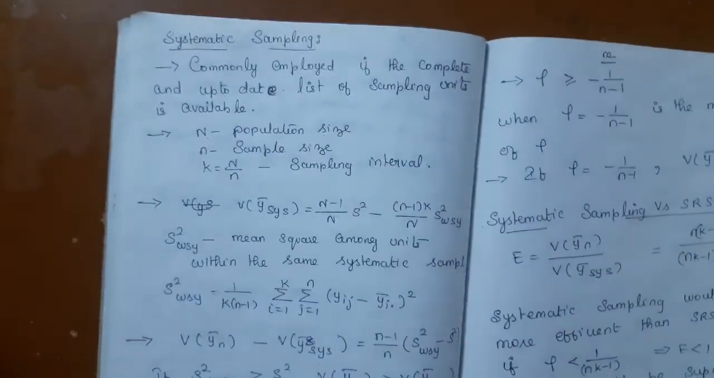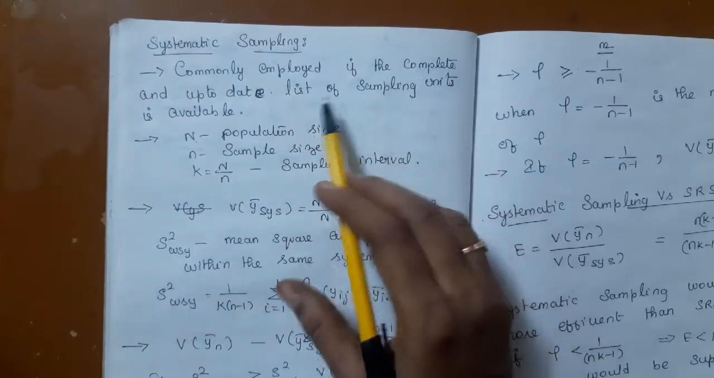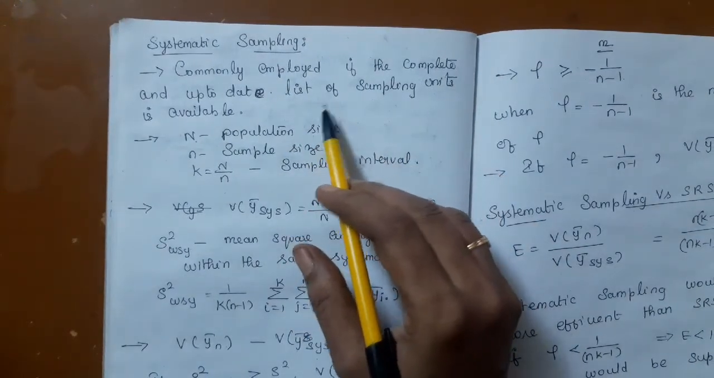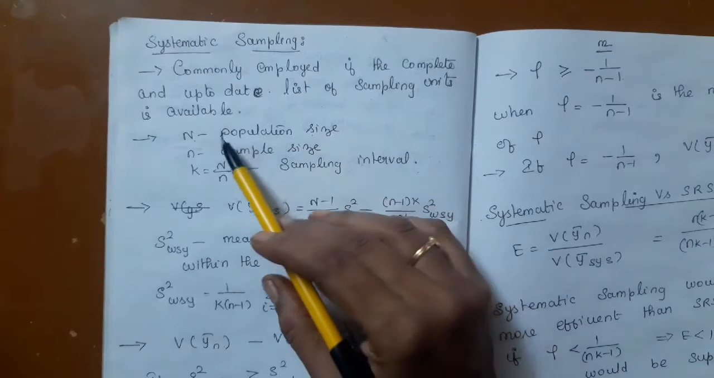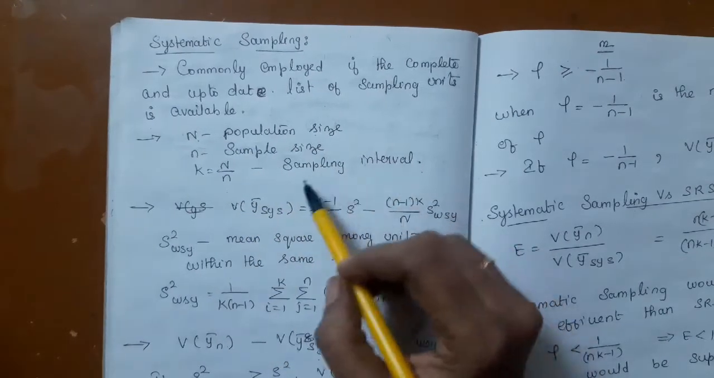This video is on systematic sampling. It is a commonly employed technique if the complete and up-to-date list of sampling units is available. And these are the usual notations. Here K is called the sampling interval.